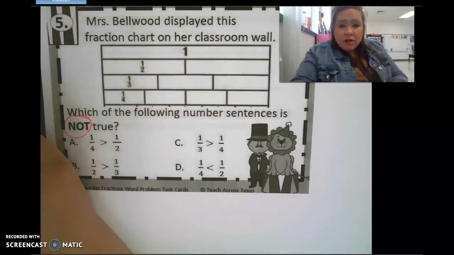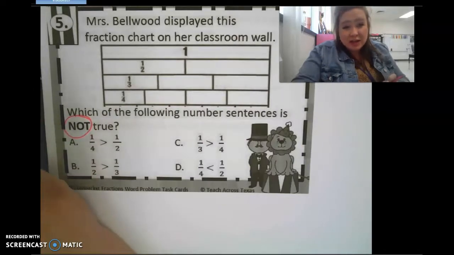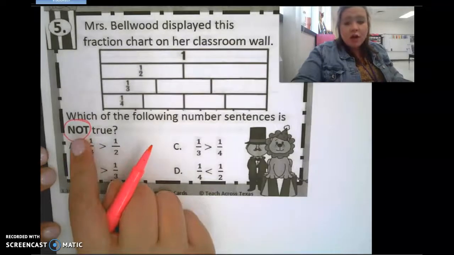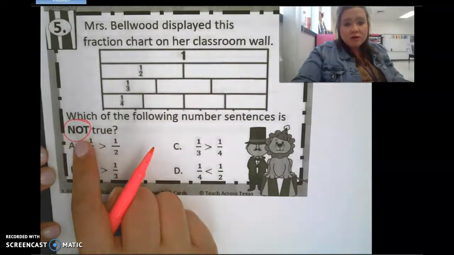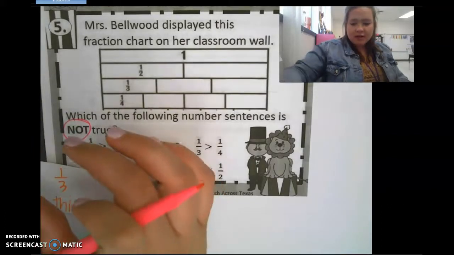Not true. A lot of times, not all the time, when it says not true, they're going to make letter A a choice that is true because they're trying to trick you. Okay? Not all of the time, but some of the times. So we need to be paying attention to the word not true. You're going to look for the answer choice that has an X. Okay? So let me get my fraction strips.